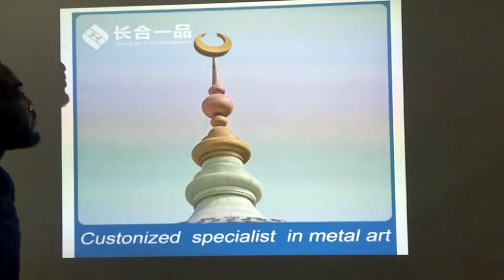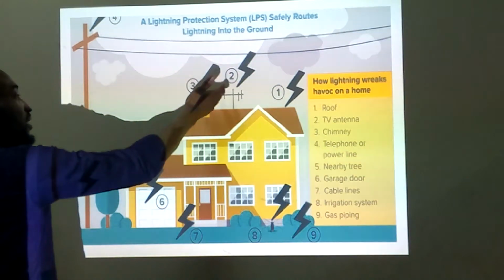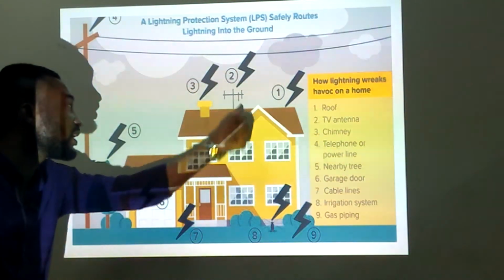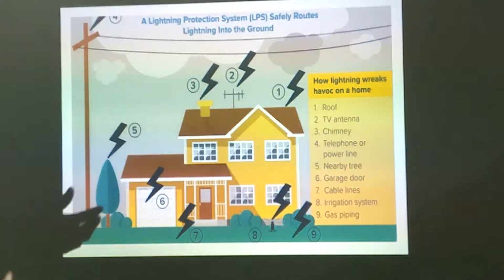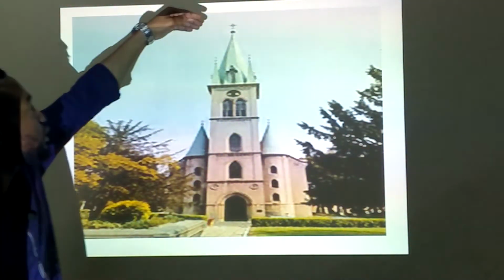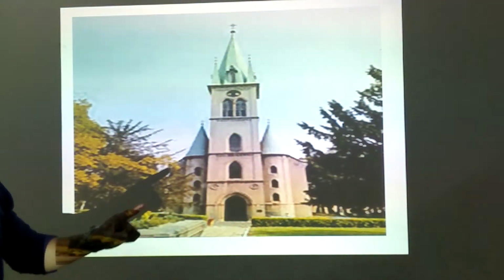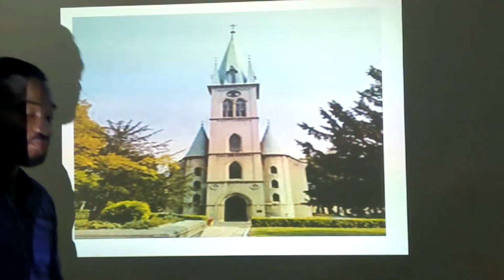The next one, on top of the house, you can see sometimes in our area, it is on top of our houses. You can find it there. The next one, on top of the church, you can see it can be in form of a cross. So this is what they call lightning conductor.